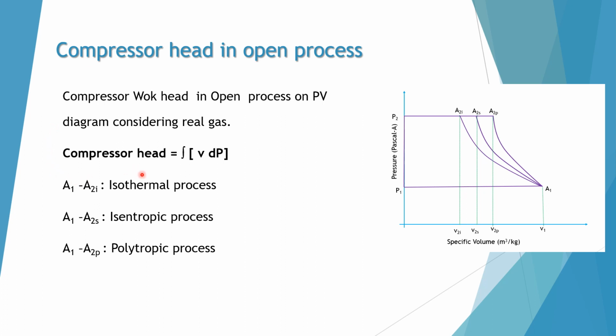Compressor head is defined as an integration of VdP for the open system. So A1, A2I, the x-axis is specific volume, the y-axis is pressure in Pascal. A1, A2I is the isothermal process, A1, A2S is the isentropic process, and A1, A2P is the polytropic process.